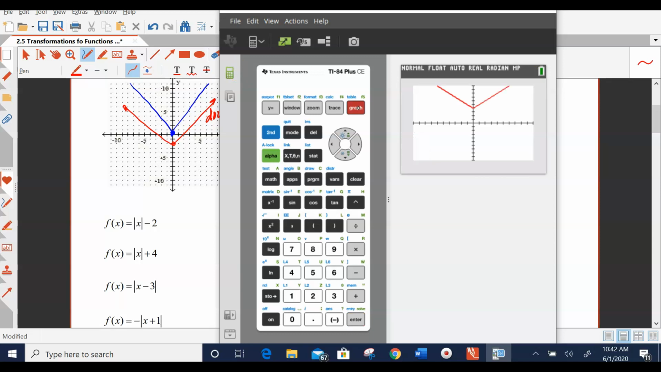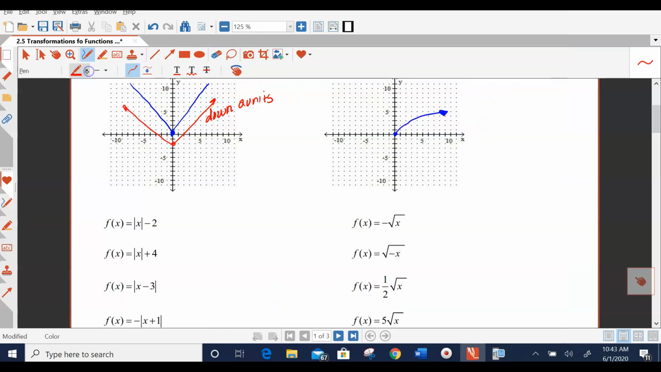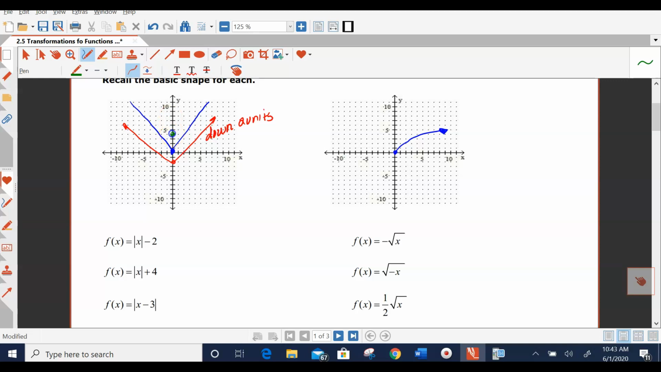Notice it's the same shape, the V shape for the absolute value, but it's not starting at 0, 0, it's starting at 0, 1, 2, 3, 4. So let's graph him. Oh, let me go with green. Okay, so right there is 0, 4. It's the same shape, but notice this one went up 4 units. All right, now let's look at the last two.